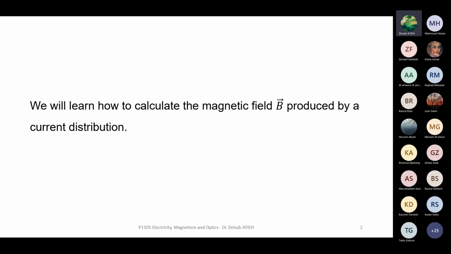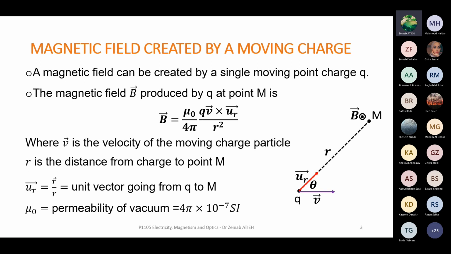So let's start first with the magnetic field created by a moving charge. If we have a charge Q in motion, they noticed that a magnetic field is created around this charge Q. So let's take this point M. You can see this point M in the figure. We have charge Q, moving with a speed or velocity V.